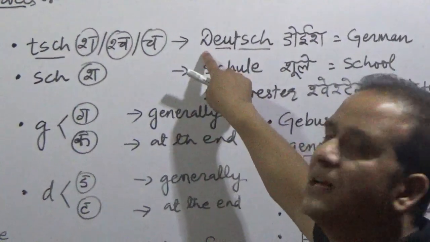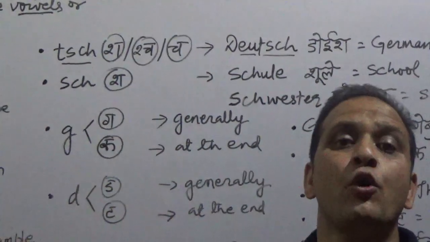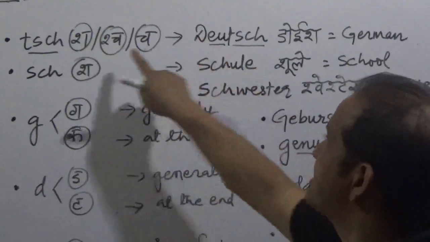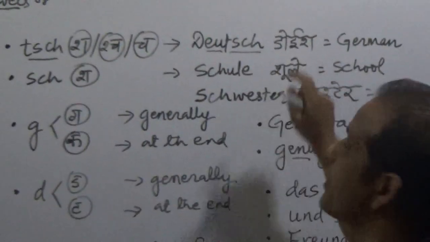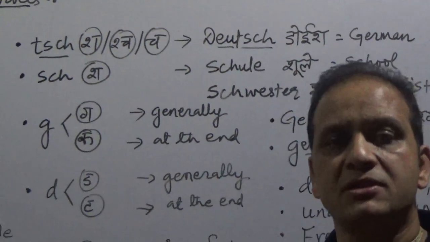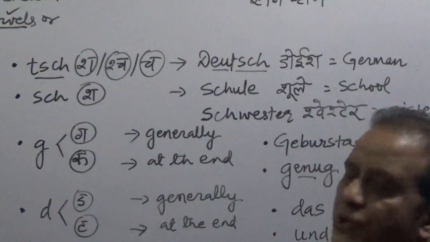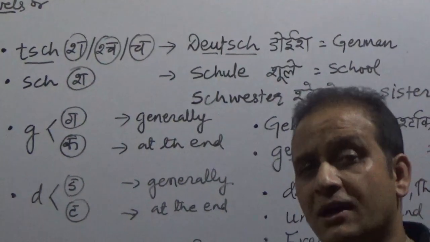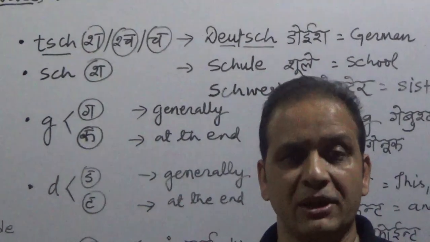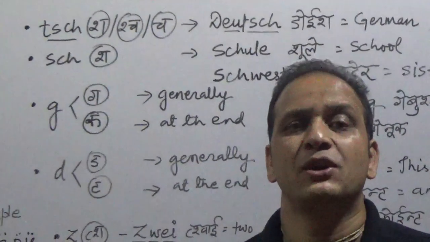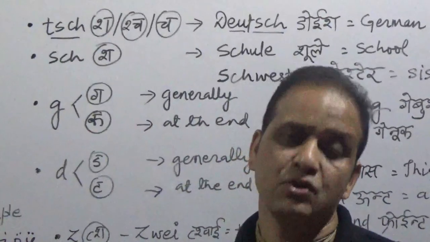D-E-U-T-S-C-H. So D gives the D sound. E-U, I have already taught you, gives the O sound. And T-S-C-H altogether will give the sh sound or ch. So it is Deutsch. Some people say it one way, some another. That is German, the language which you are learning. The Germans don't call German as German. They call it Deutsch. It is English speakers who call it German.